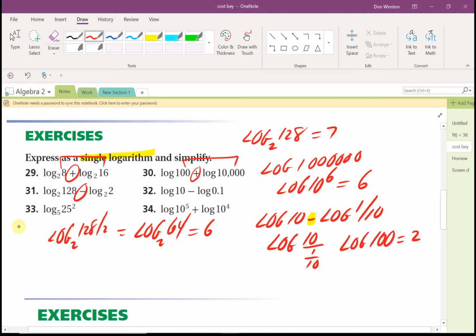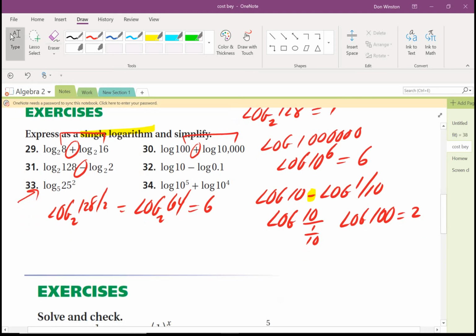And then number 33. We're supposed to write it as a single log, which means we need to bring the 2 down in front using the power property. So that's 2 log base 5 of 25. Log base 5 of 25 is 2 because 5 squared is 25, so 2 times 2 is equal to 4.